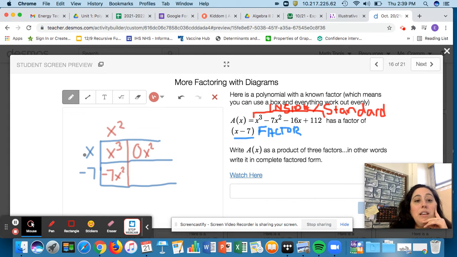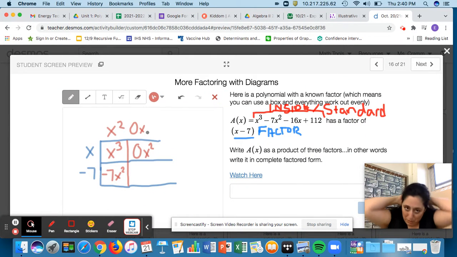So now x times what? Do you know? I could just say 0, or if it makes you feel better, you could put 0x, but 0 times x is 0. There's not going to be a term there, right? Or we don't have to write it.